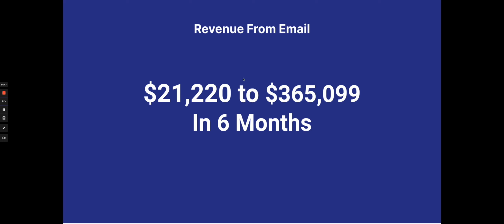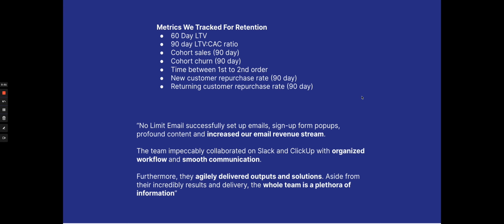Just quickly, of course, this is revenue from email, but we are tracking many other metrics. Here's just some of the other metrics that we do look at when we're tracking for retention. So 60-day LTV, 90-day LTV CAC ratio. We look at the cohort sales over 90 days and also cohort churn over 90 days. We're always looking at the time between first and second order just to make sure we're minimizing that and you get cash flow back into the business as soon as possible. We're looking at new customer repurchase rate and returning customer repurchase rate.